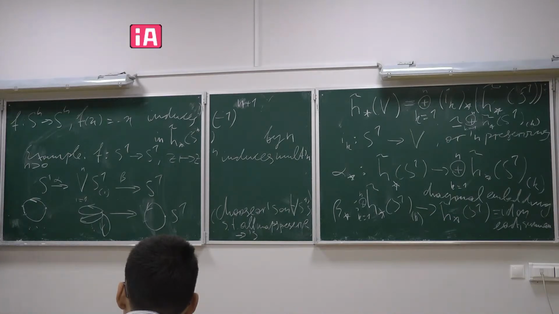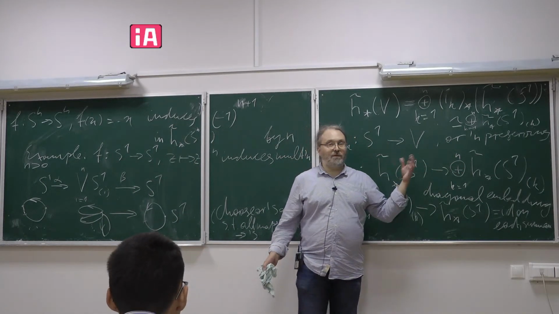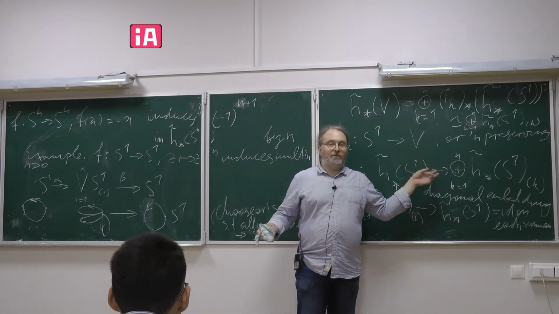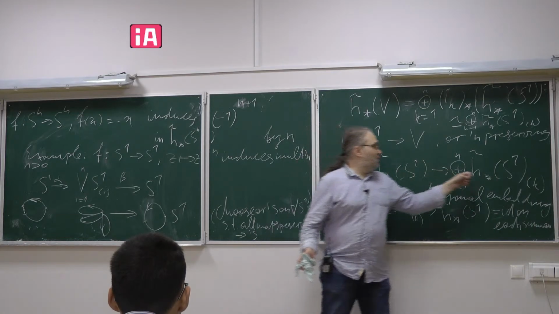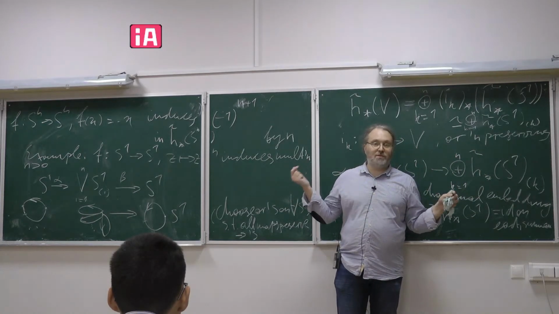And the same thing happens with all circles. So if we identify all circles with some standard S1 in an orientation preserving way, then this thing will be just the diagonal embedding, because we identify all copies both here and here with the homology of some standard copy of S1.